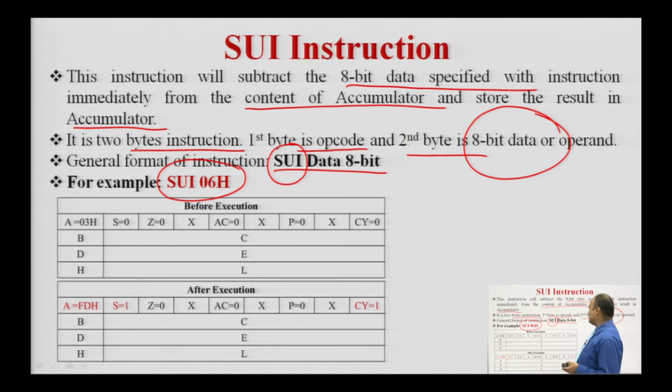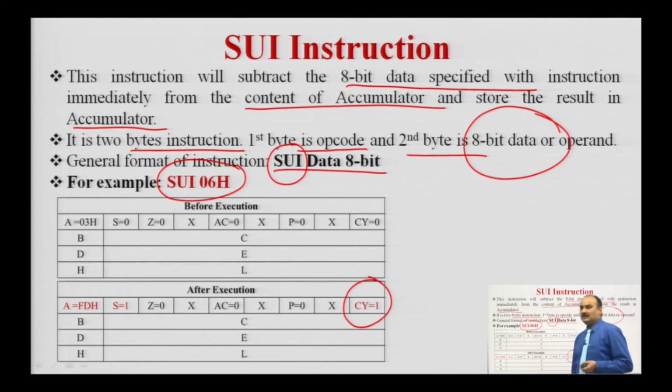So, before the execution of this instruction SUI 06H, the content of accumulator is equal to 03H, and the status of the flags, sign flag, zero flag, auxiliary carry flag, parity flag and carry flag, all are reset. After the execution, the processor will subtract the specified data 06 from the content of accumulator. Here the higher number is subtracted from the accumulator content which is 03. So, during this subtraction operation the processor will take the borrow. So, here the carry flag is set to 1.